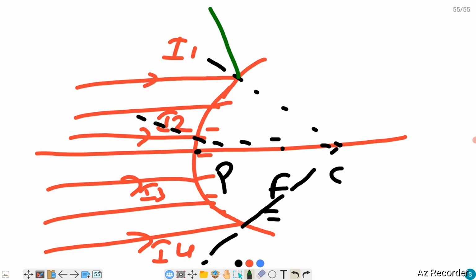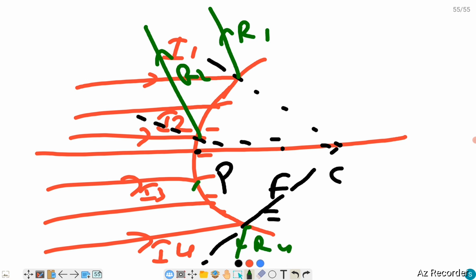It will be here, on the other side of the normal I am drawing. See carefully. Correct. Now all these reflected rays R1, R2, R4 and R3 will be here. If you observe them, are they going in the same direction? No, they are going in different directions. So there is no possibility they meet at any point.